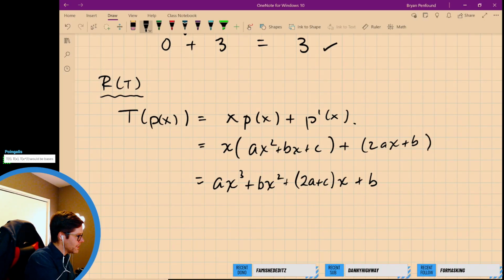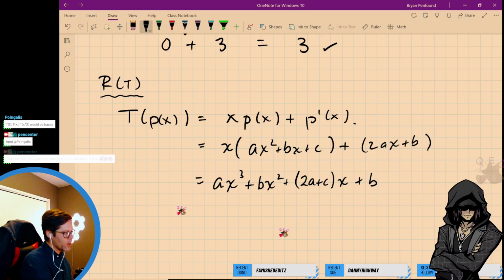Actually, that's not a bad idea too, right? We can actually maybe verify that that's true. Yeah, our basis vectors should theoretically go to basis vectors.